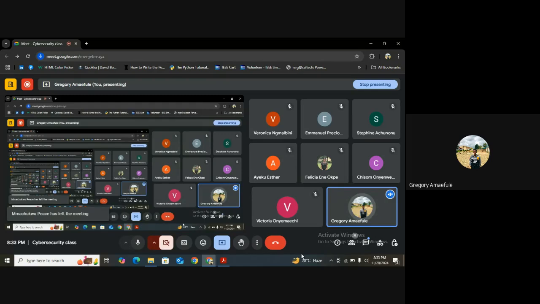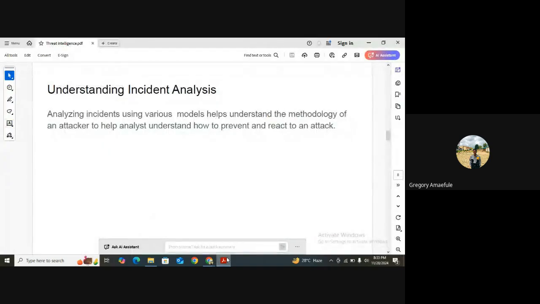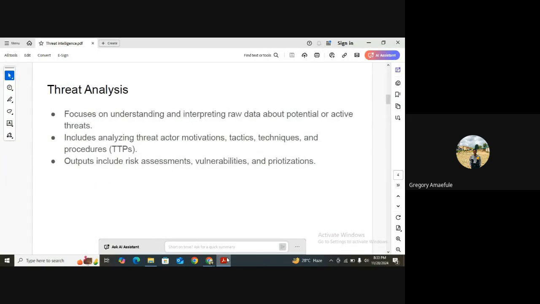So is there another question or feedback? So I would like to pose this question. Can anyone, using a real world scenario, try to explain threat analysis, or try to explain the whole threat intelligence process? That's threat analysis, threat investigation, and threat response, using a real world scenario. Can anyone attempt to explain?